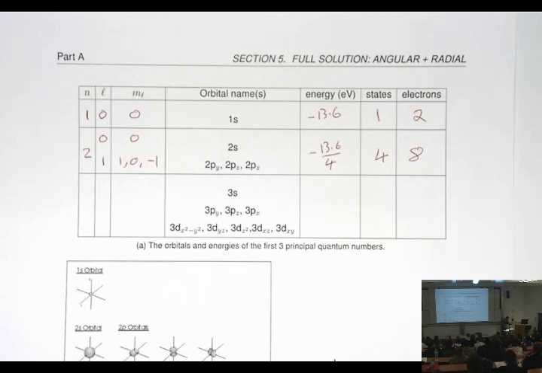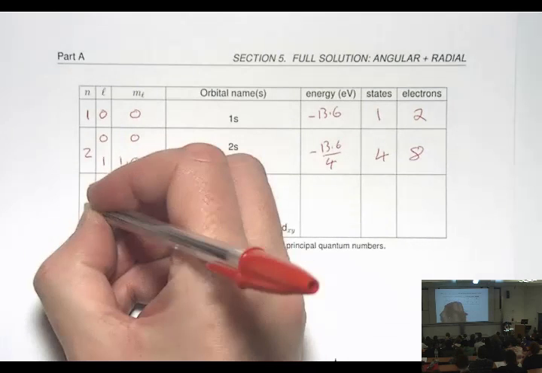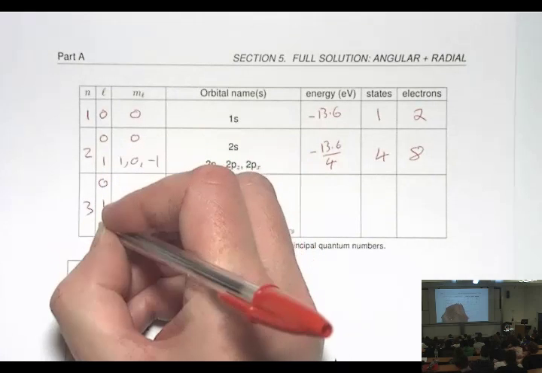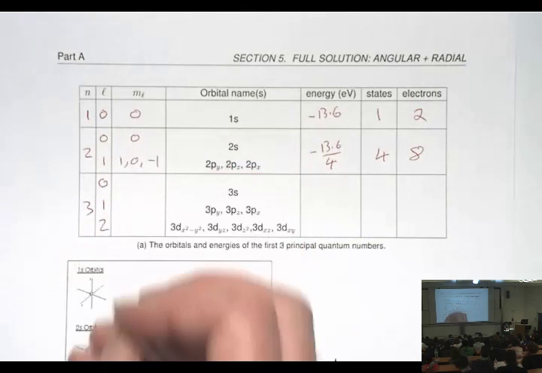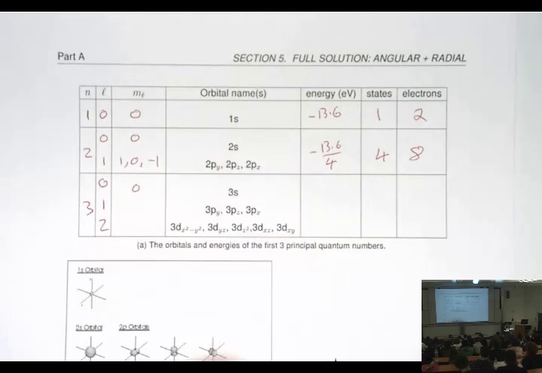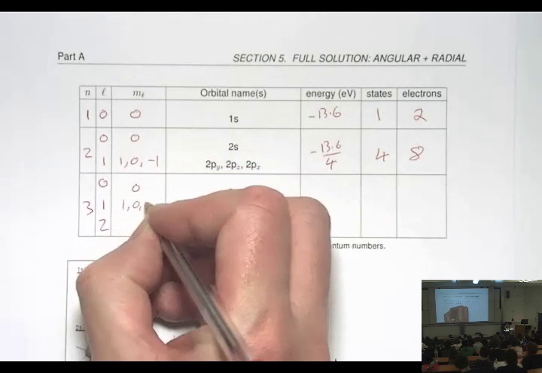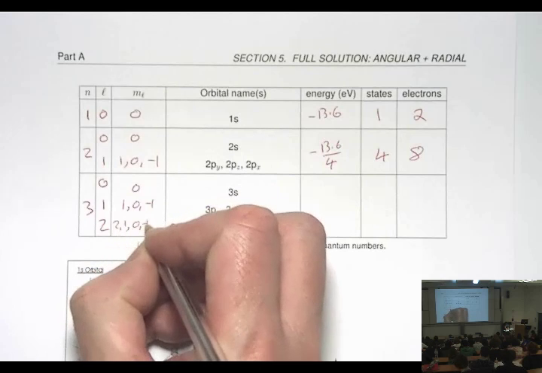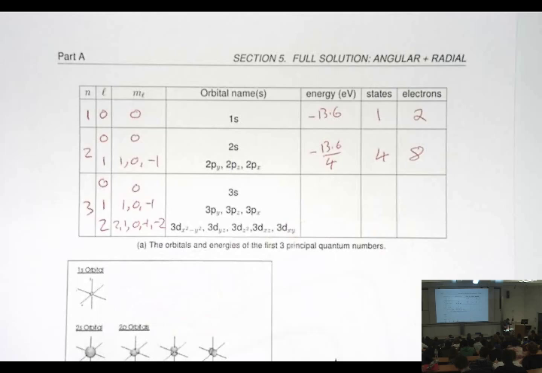What about the 3s? Let's do the 3s. N equals 3. I can have L equals 0, L equals 1, or L equals 2, which means I can have m sub L equals 0, or m sub L equals 1, 0, or minus 1, or 2, 1, 0, minus 1, minus 2. There we go. So I think there's a problem on the question sheet, which is, is it an eigenfunction? What's its energy?